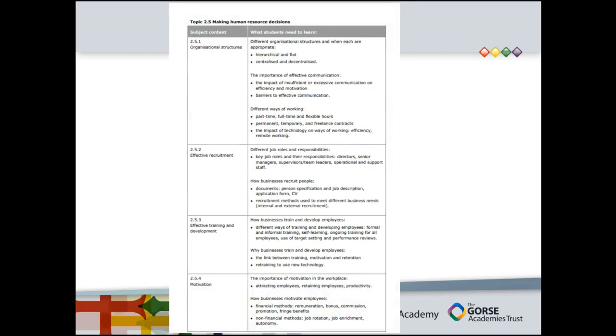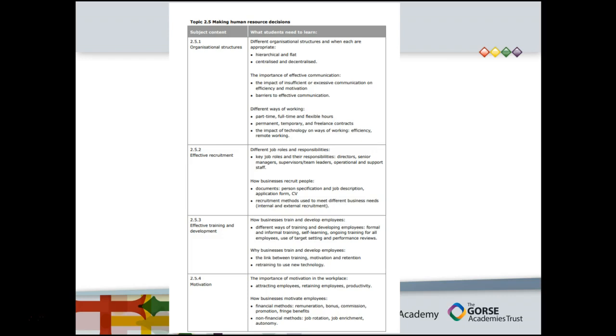And then finally, we're into 2.5. Okay, so we're looking at organisational structures, effective recruitment, and so on. Again, have a pause, have a look at some of the things that you can and can't do. All of this links back to this idea. This whole managing human resources is about trying to get the most out of your workforce.